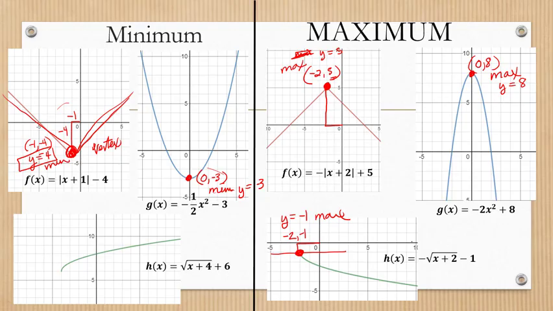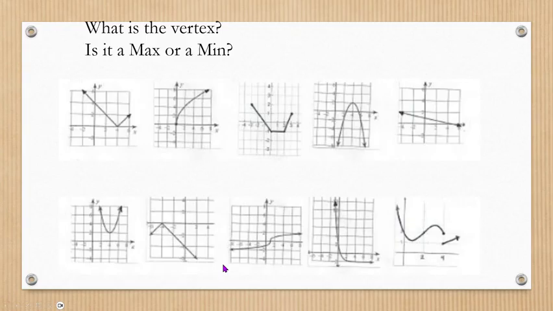Okay, all right, and so on and so forth. What is the vertex? Is this a min or a max? This one has a low point, so therefore it is a min. Its vertex is at 0, no, excuse me, let's redo this, at 4, 0. Sorry about that. This is a min, low point, at 0, 0.